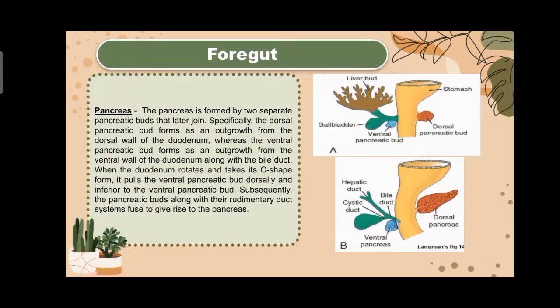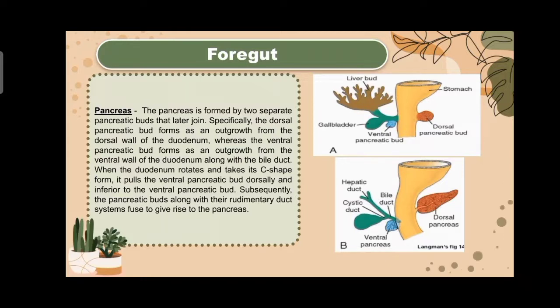Now let's proceed to pancreas. The pancreas is formed by two separate pancreatic buds that later join. Specifically, the dorsal pancreatic bud forms as an outgrowth from the dorsal wall of the duodenum, whereas the ventral pancreatic bud forms as an outgrowth from the ventral wall of the duodenum along with the bile duct.